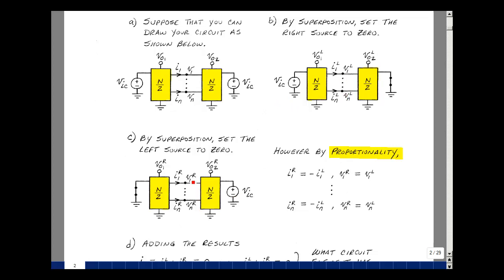Common wires have the same voltage on them. V1R is the same as V1L through N. Current is going in this direction. Now when I flip this, that same current is pointing in the opposite direction.